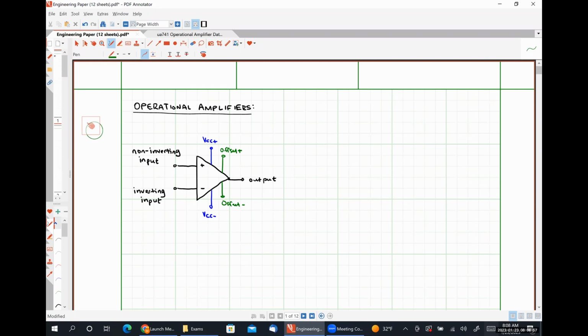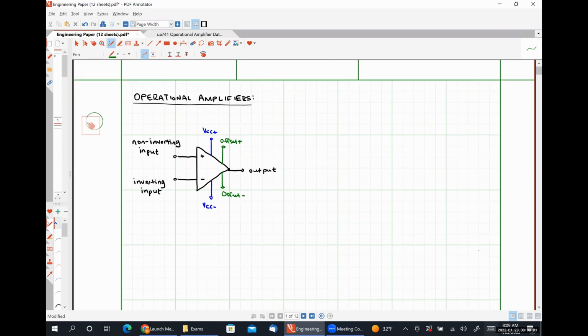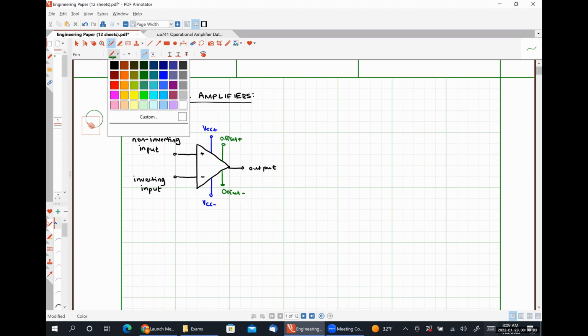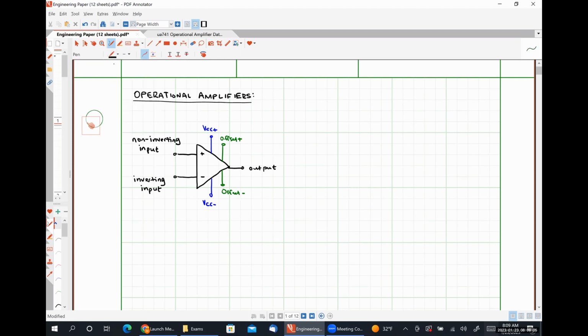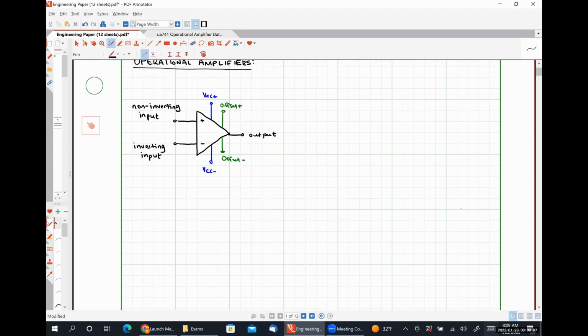So this is our op amp and its terminals. Now I want to talk about the concept very briefly of positive and negative feedback.